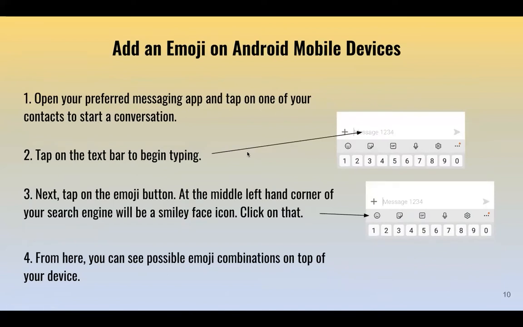For an Android mobile device, you just open your preferred messaging app and tap on one of your contacts to start a conversation. Then you tap on the text bar to begin typing. Next, tap on the emoji button, which is at the middle left-hand corner of your search engine, and it'll show a smiley face icon. Then you click on that, and from here you can see possible emoji combinations on top of your device.